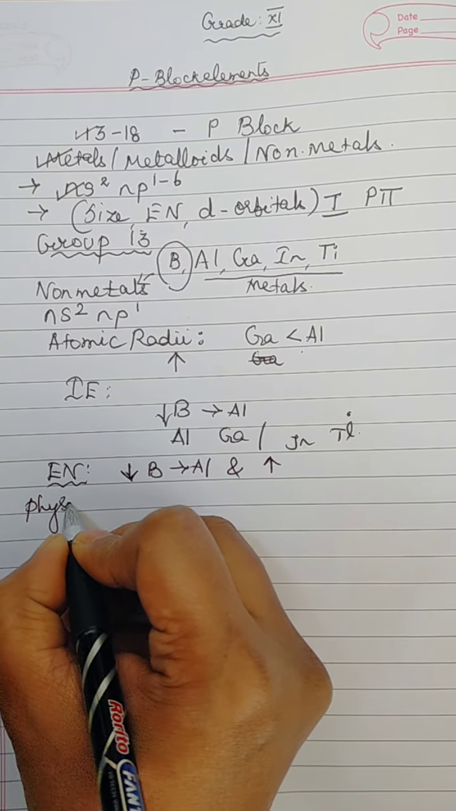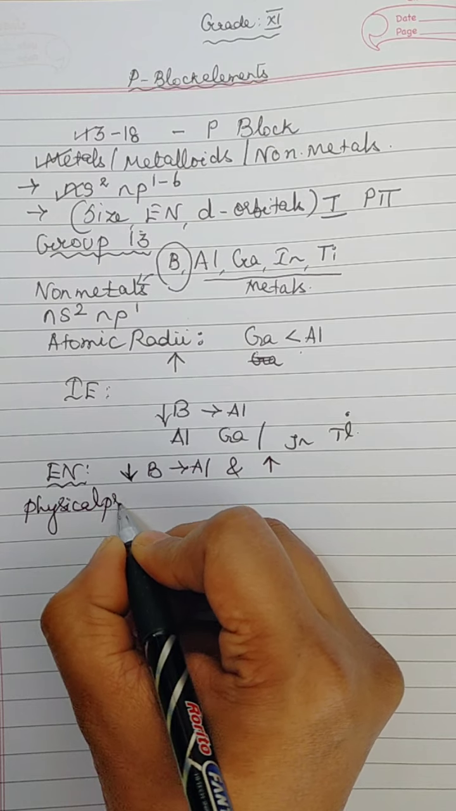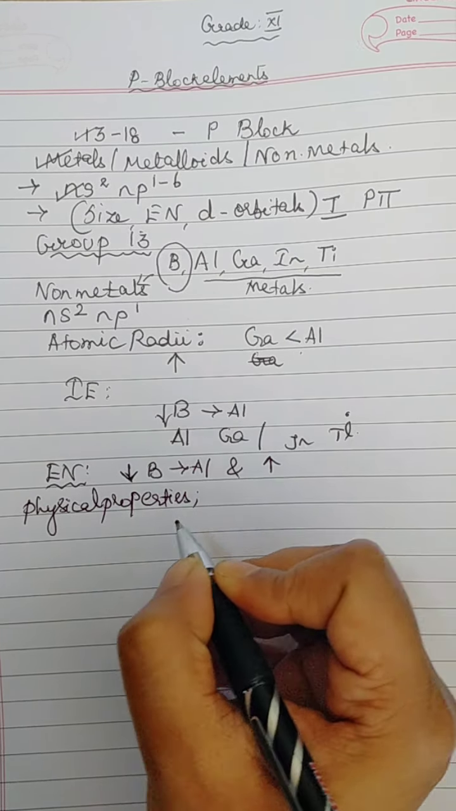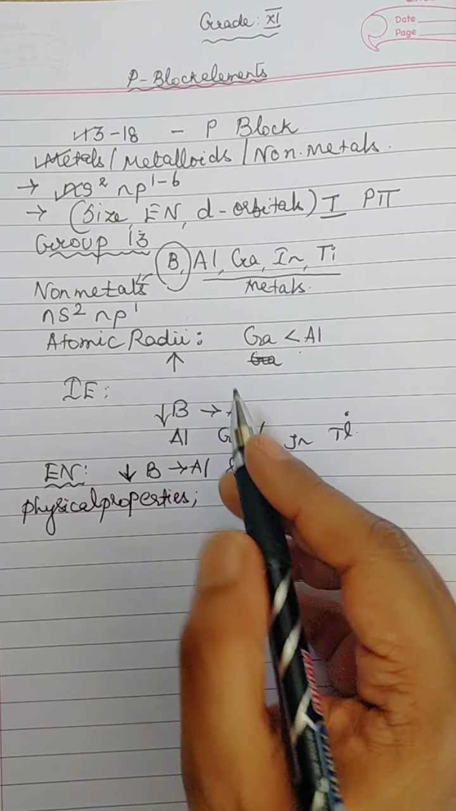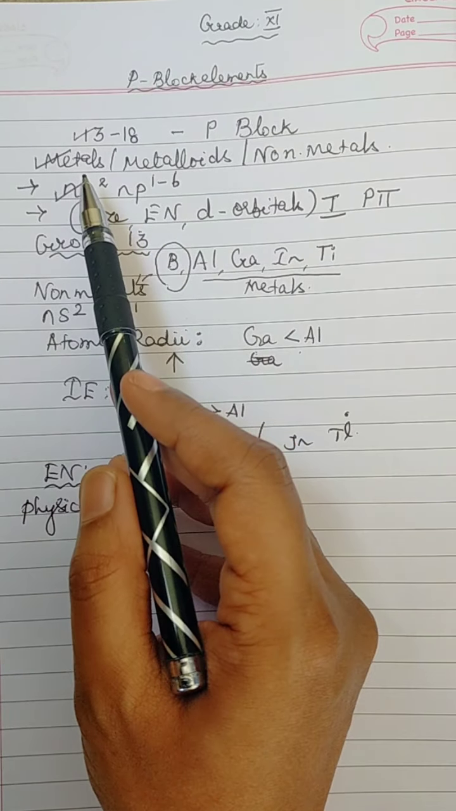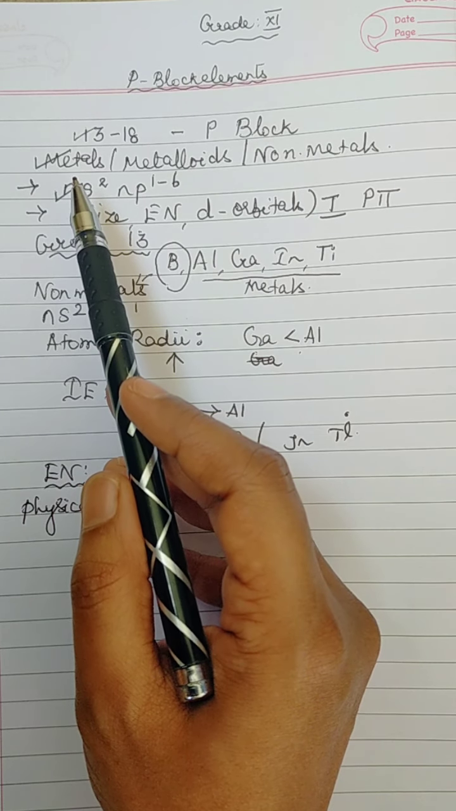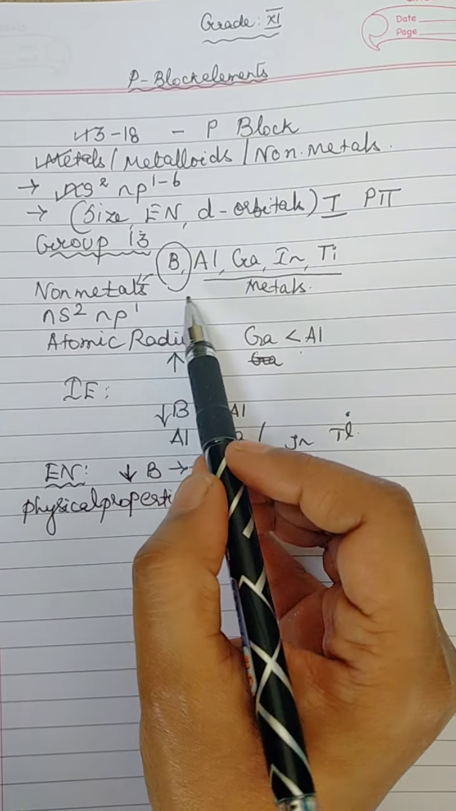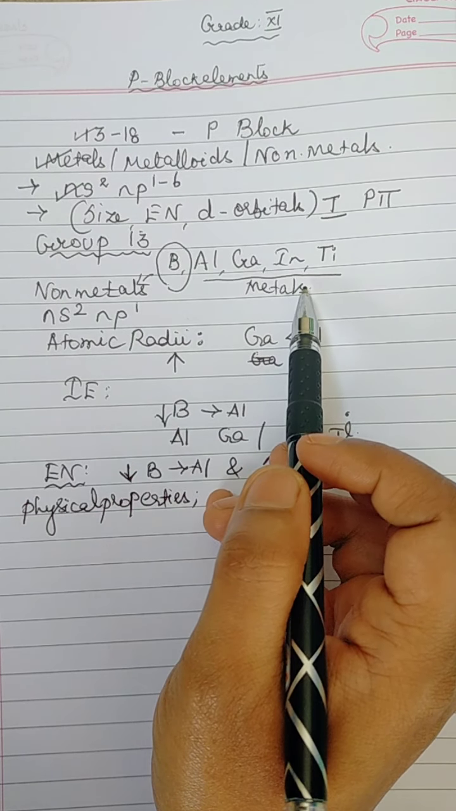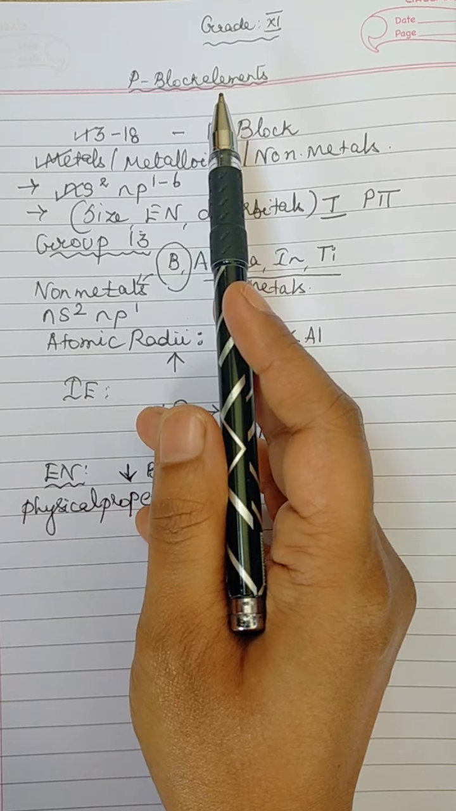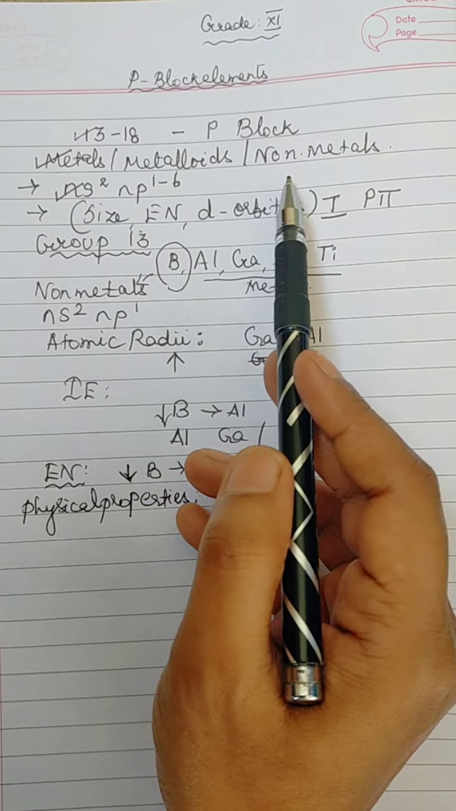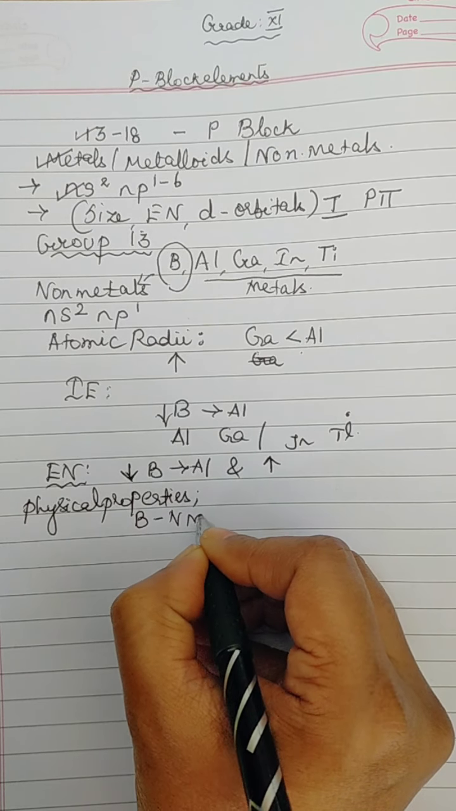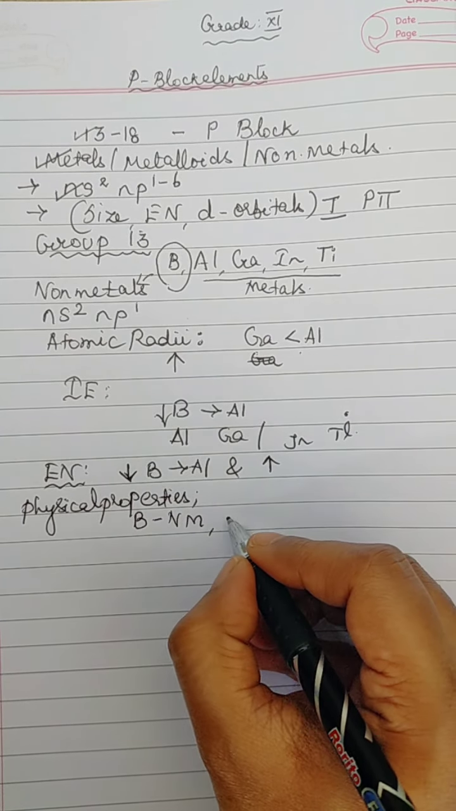Then we are moving to the physical properties of group 13 elements. We already know that boron is a non-metal. Here boron is a non-metal while all others are metals. So we know that p block elements include metals, non-metals as well as metalloids. Boron is a non-metal and it is a hard black colored solid.